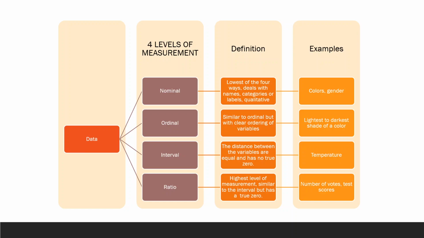So if we say that the number of votes is zero, that means no one voted for that candidate. And if, for example, the test score is equal to 0, you've got no correct answer in that certain test.